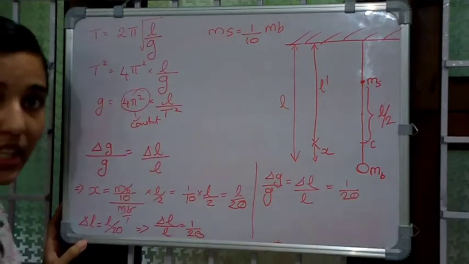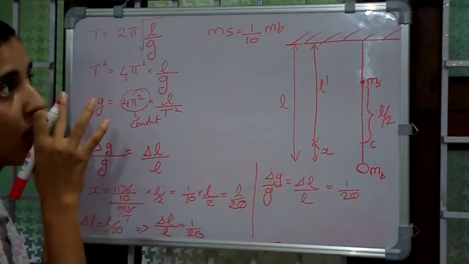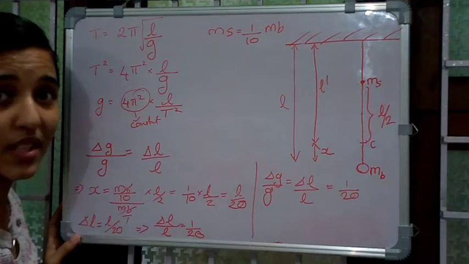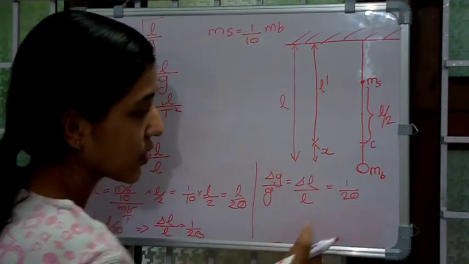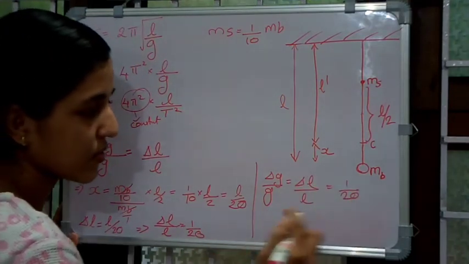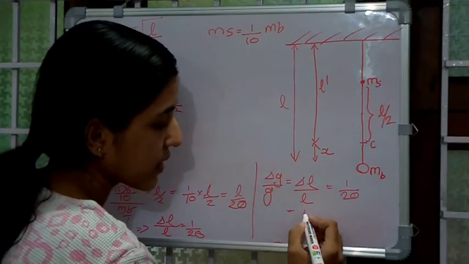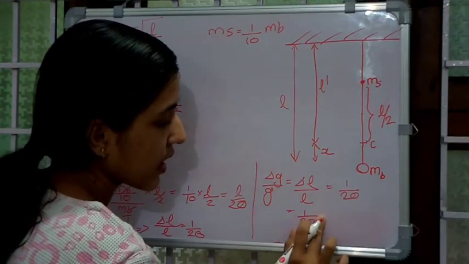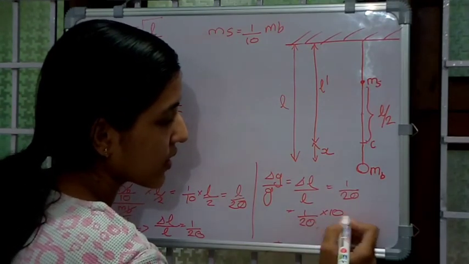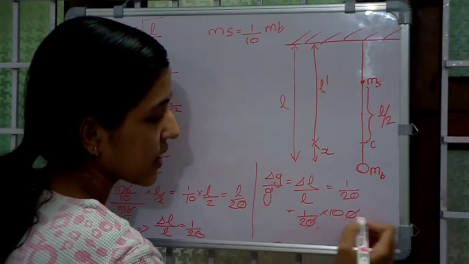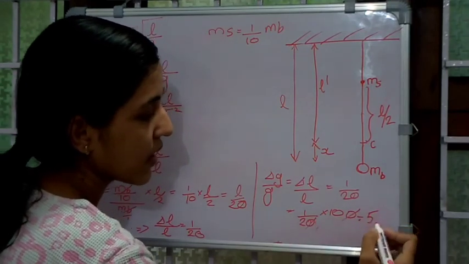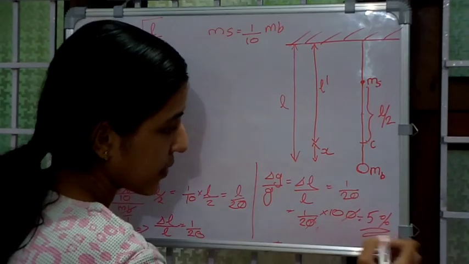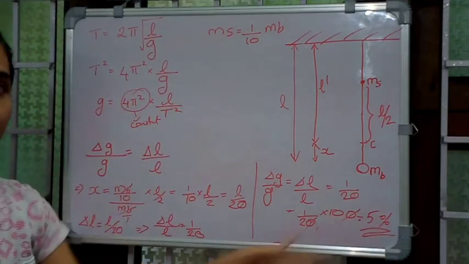Here in the options, all the provided options are in percentage form. So we have to convert this term into percentage form. For that we need to multiply it by 100. So we get 1 by 20 into 100. The zeros cancel, and the answer we get is 5. So the answer is 5%. This is the correct answer.